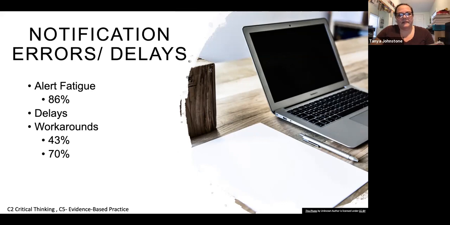Workarounds are bypassing the inconvenience of a challenging program. If something is too hard or takes too much time, a provider may use a workaround. Approximately 43% of clinicians have used a workaround in the electronic medical record to follow up on test results. And over 70% of those workarounds come in the form of paper, such as a list, a sticky note, a printout, or a fax. This slide shows program outcome C2, critical thinking, and C5, evidence-based practice.